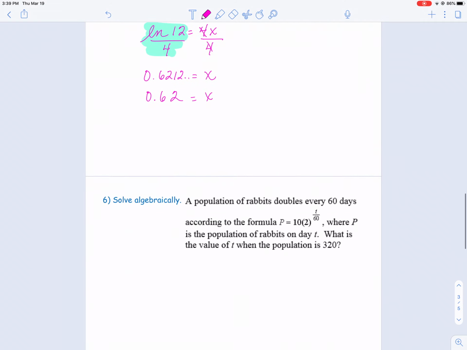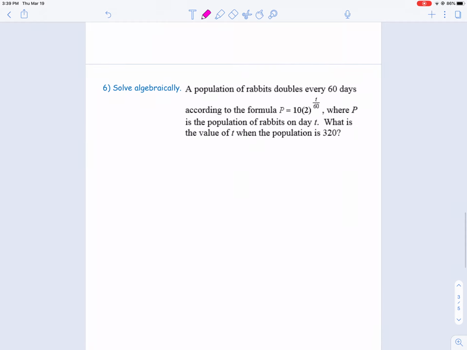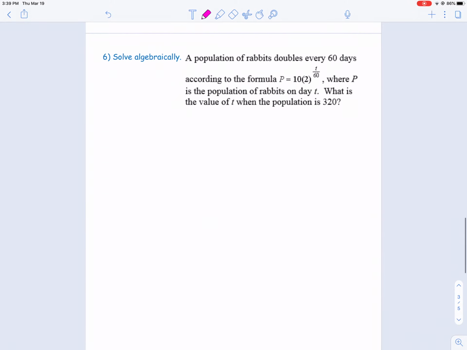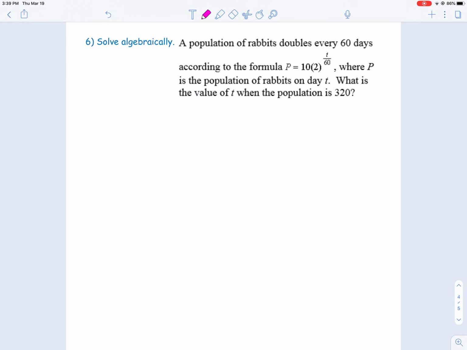Okay. I'm going to let you guys try maybe the last two on your own, but I will post both answer keys, or would you like me to do it? Maybe I'll just work it with you. Okay, so a population of rabbits is doubling every 6 days. You see that formula. P equals 10 times 2 to the t over 60, where P is the population of rabbits on day t. What is the value of t when the population is now 320? So if you now know that P is 320, here's your equation. 320 is 10 times 2 to the t over 60.